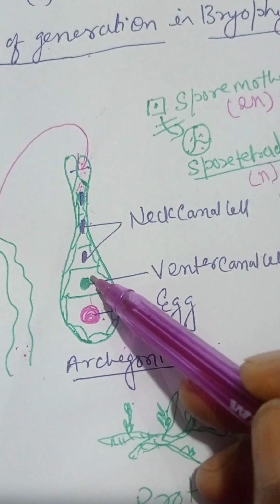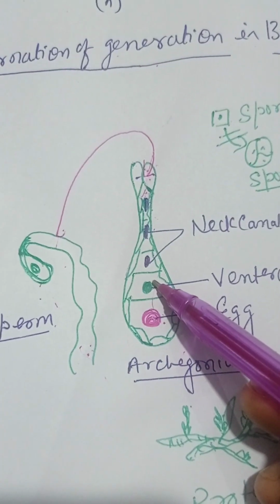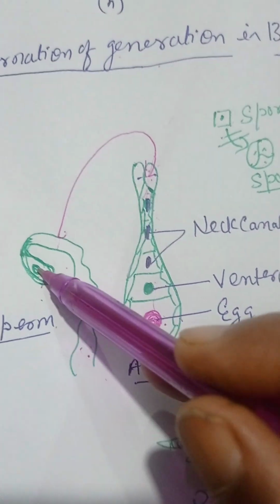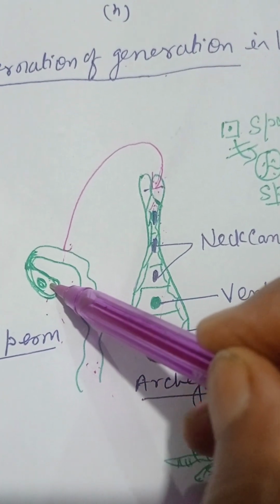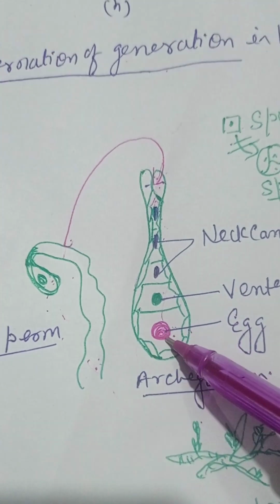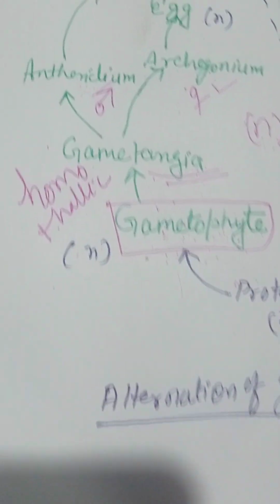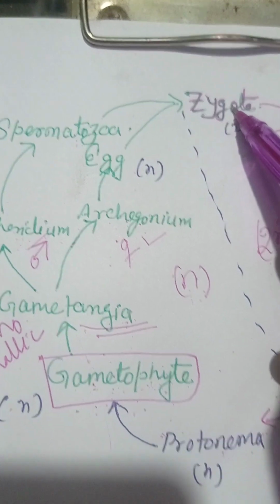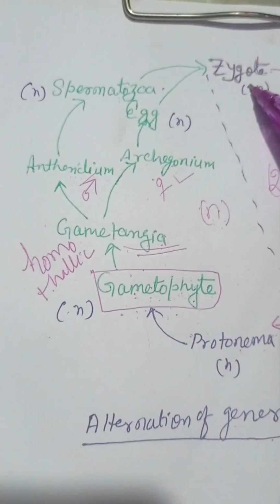This venter canal cell also gets disorganized at the time of fertilization, and so the two fusing cells, that is the gametes, the sperm nuclei and the egg, fuse together to produce the zygote here. So from here the diploid phase begins.